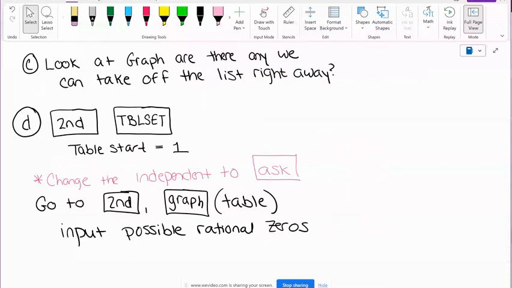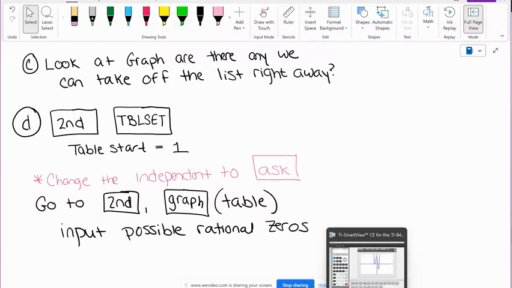Are we ready? No? Still copying? I don't think it really matters because we're entering in whatever numbers we want, so it doesn't really matter. Can we go?